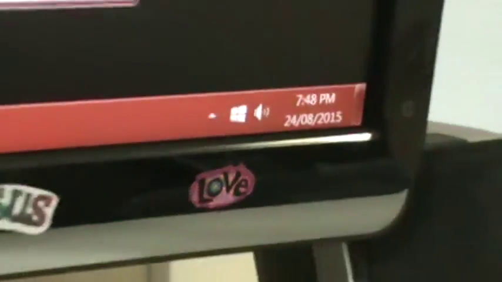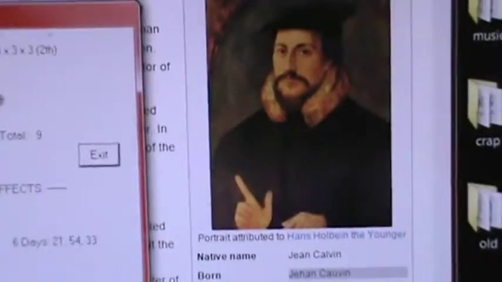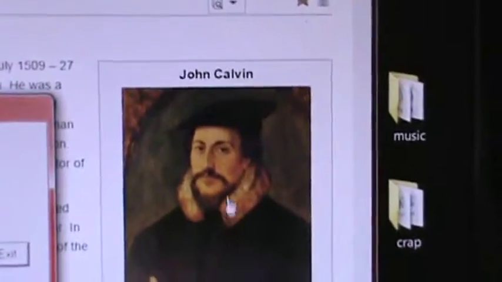I did not plan to put that love sticker by the date and time where it always appears, by the way. I was just randomly sticking love and Jesus and Bible stickers all over my monitors, and it just so happened, by God's sovereignty, that love ended up right by the place where I always capture the date and time for these videos. Because it's all about love. So that's love plus love. So, Jehan Calvin, born in France. Well, Jehan Calvin equals John Calvin. So now you're understanding the sovereignty of God in all languages.